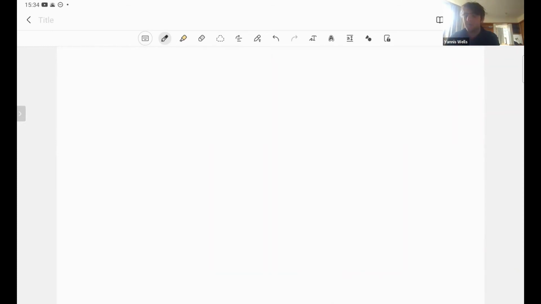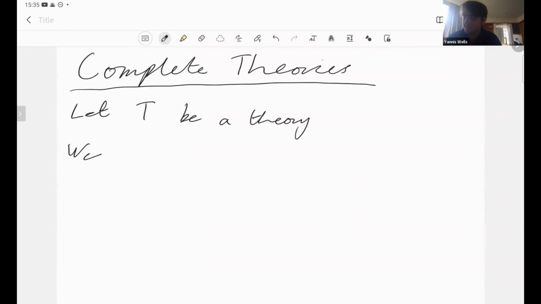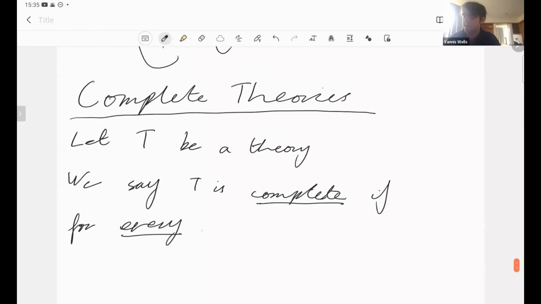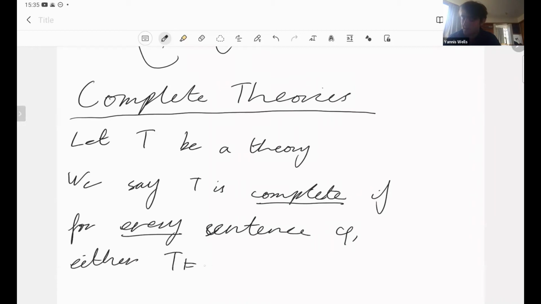Now I'm going to move on to introducing another concept in the building and studying of structure, which is the concept of a complete theory. Let T be a theory. We say that T is complete if for each sentence phi, either phi is true in T or not phi is true.